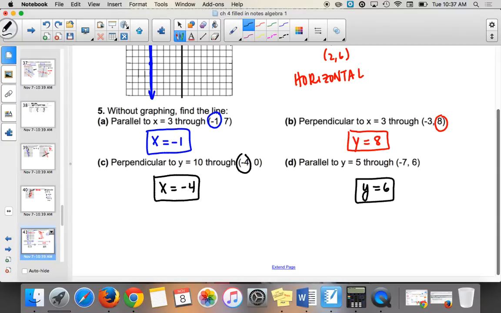Yeah, so it would be a y equals, right? It's the same as whatever it was. So if it says parallel, it's also a y equals. If it said perpendicular, it's the opposite, okay? You guys get it? No? All right, you want to do a couple more?